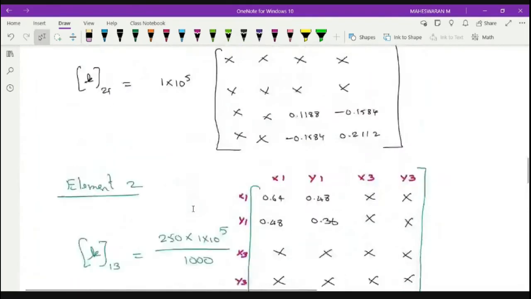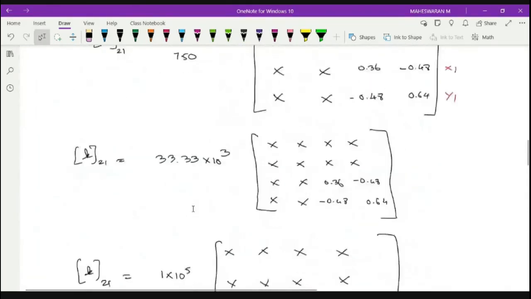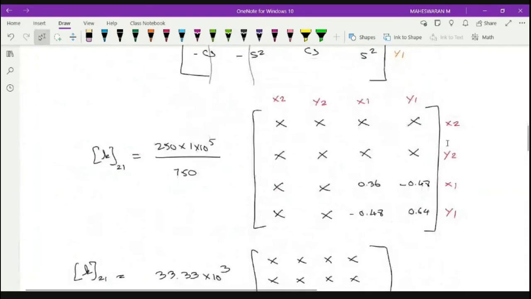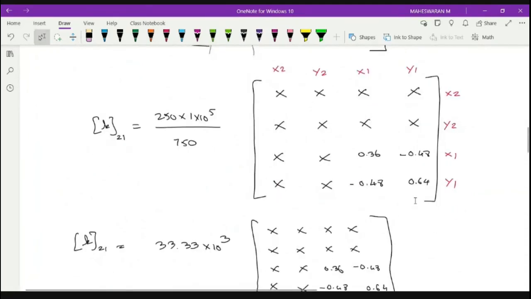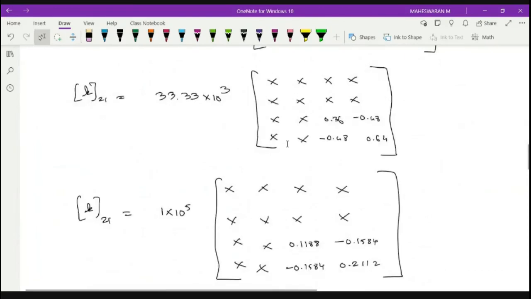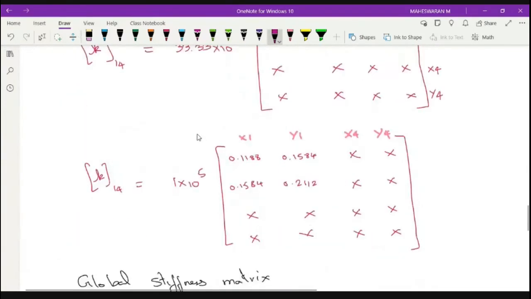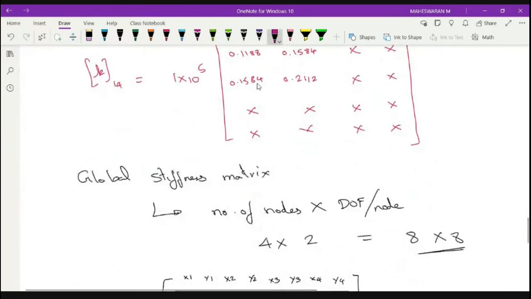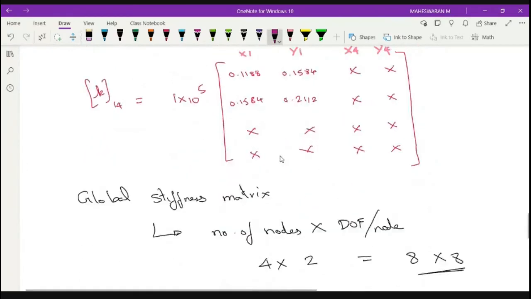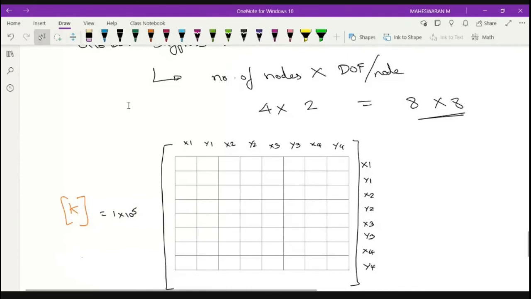Let me consider element 1. Element 1 links with what? X1, Y1, you can see here. So my address is at X1, Y1. This is my X1, Y1 location. Similarly, this is also X1, Y1. So write this in X1, Y1: 0.1188. So this thing you will be writing here.